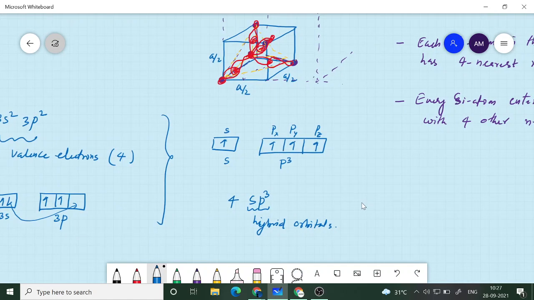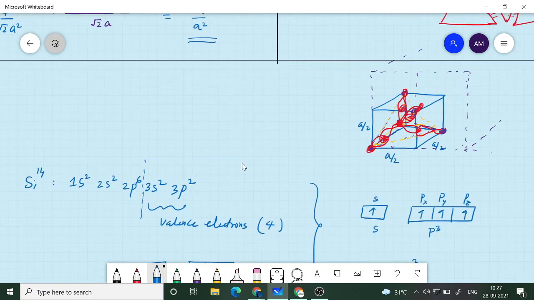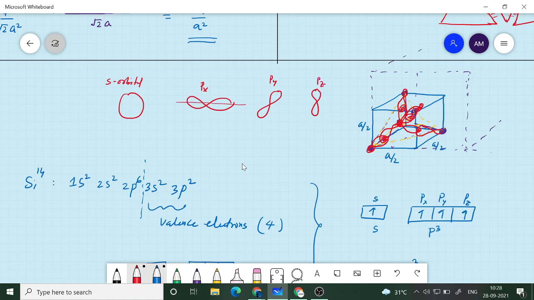So you must be knowing how the s orbital and px, py orbitals look like. The s orbital looks like this. Then if I take this as the x direction, then this is how px will look like. This is py, and then on the z axis you have a dumbbell shape, that is the pz orbital. So this is the x axis and this is your y axis, and vertically I am putting the z axis.